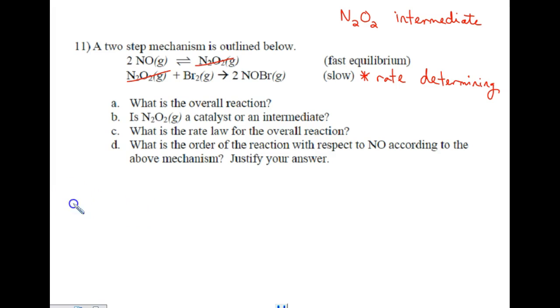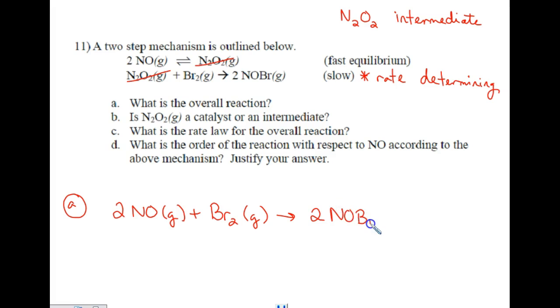So our answer to A is 2 nitrogen monoxide plus bromine in the gaseous form goes to 2 of whatever the name of that particular thing is. I haven't looked it up.